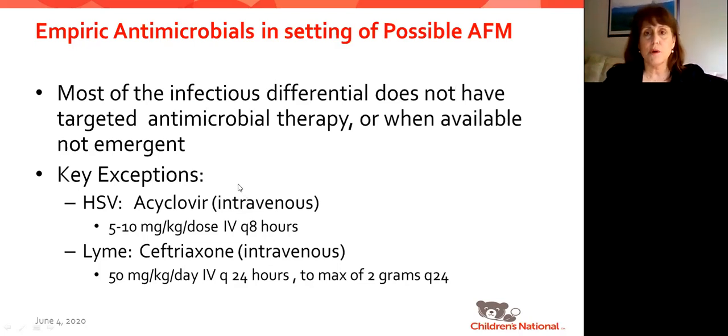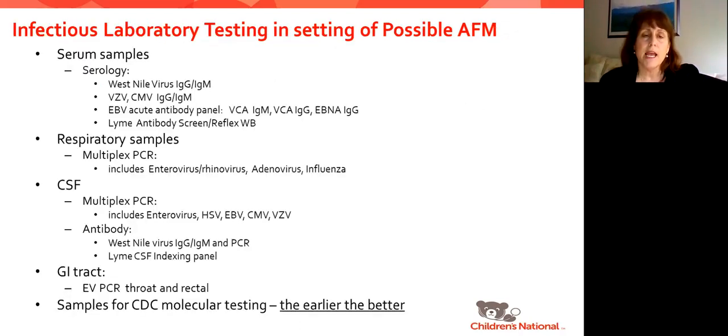So for this reason, most of the patients that we're seeing with acute flaccid myelitis and the differential do get started on intravenous acyclovir as well as intravenous ceftriaxone while we're obtaining the initial laboratory evaluation. And the laboratory evaluation we obtain could be quite extensive, particularly if it's not clear that it's anterior horn involvement only, and we're doing the broader differential for transverse myelitis.